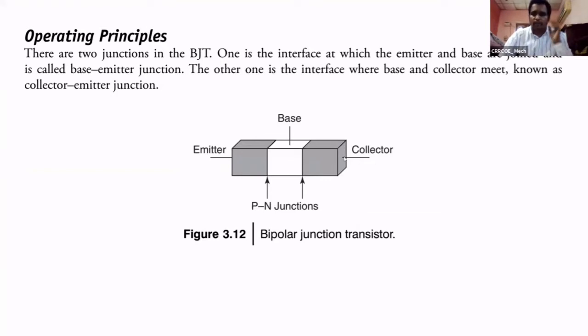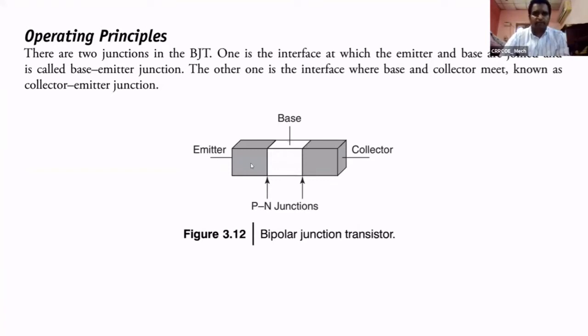Two PN junctions we have, and the emitter and collector are made up of the same material, either P type or N type, and the base is a different material. If collector and emitter are P type material, the base is N type material. If emitter and collector are N type material, the base is made up of P type material. So the base is made of a different material from the emitter and collector.